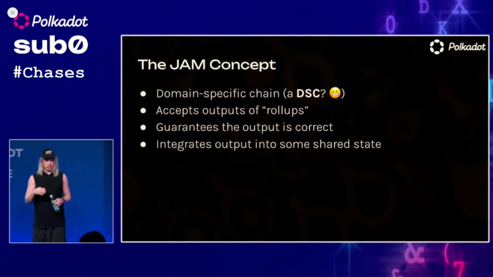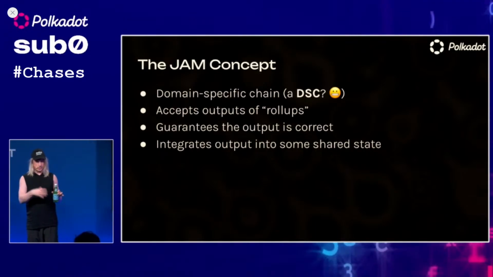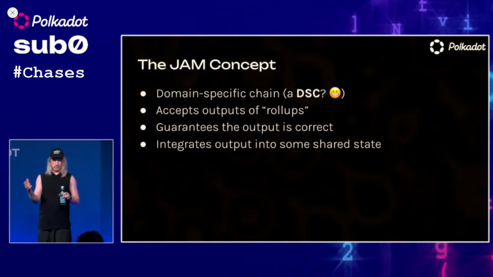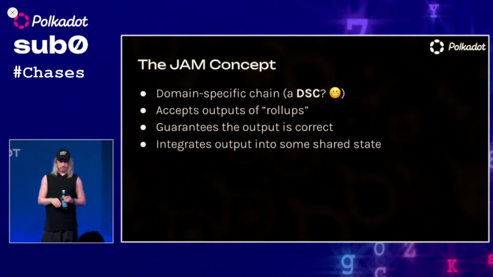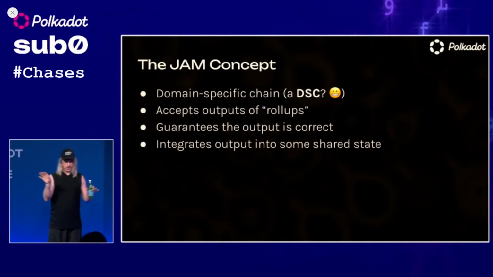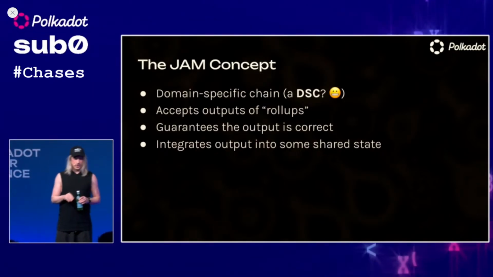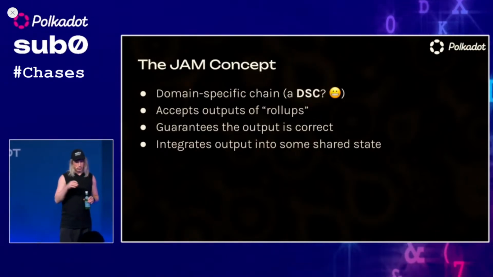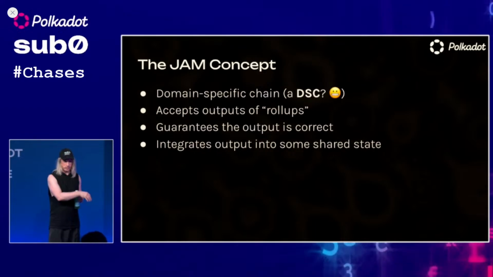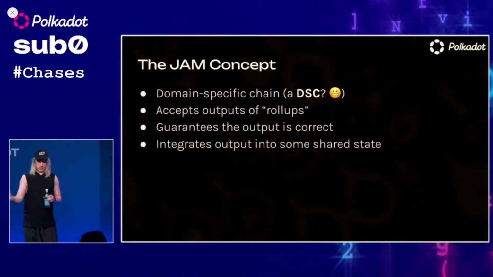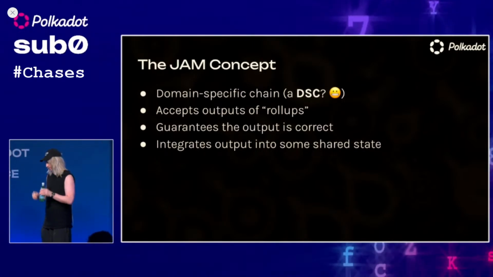The JAM chain's job is to essentially provide the necessary apparatus to ensure that this output correctly reflects the input when it goes through whatever transformation it's meant to have gone through. Again, this is fairly basic stuff for what rollups are. And furthermore, and probably most importantly, the JAM chain is there to integrate the outputs of these computations into some shared state. So it provides this shared state model for integrating outputs together.